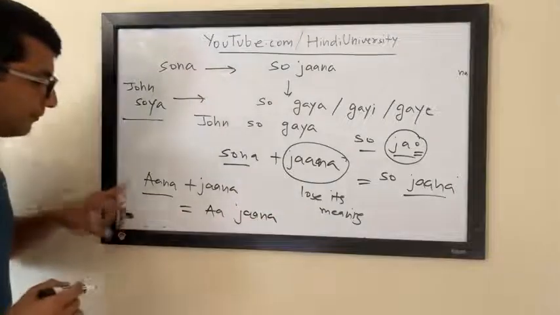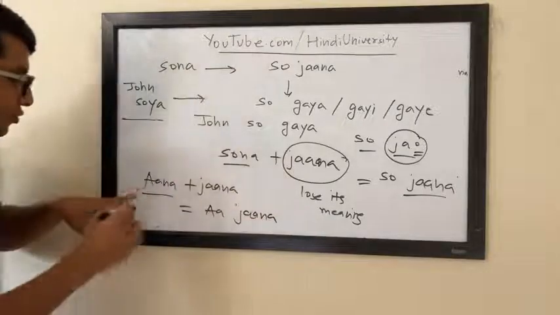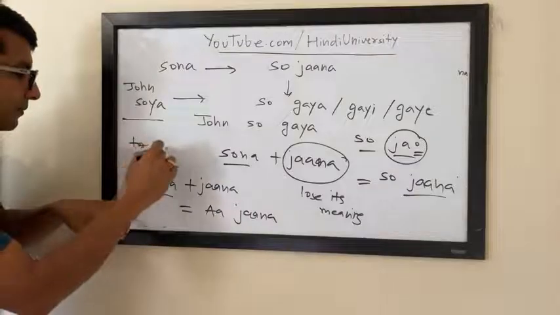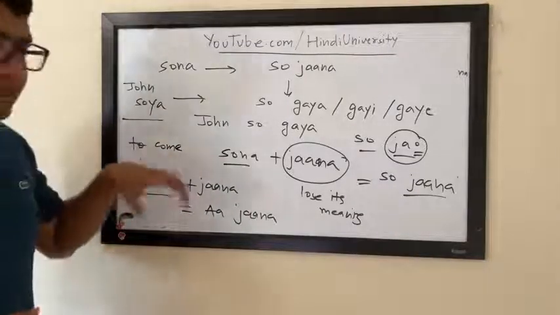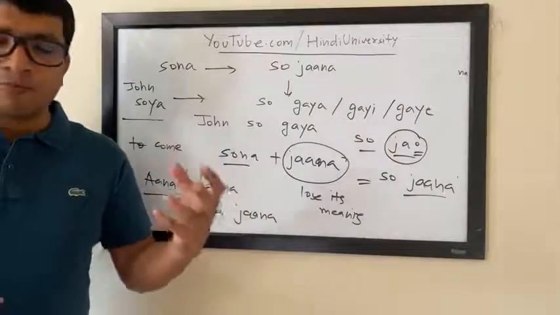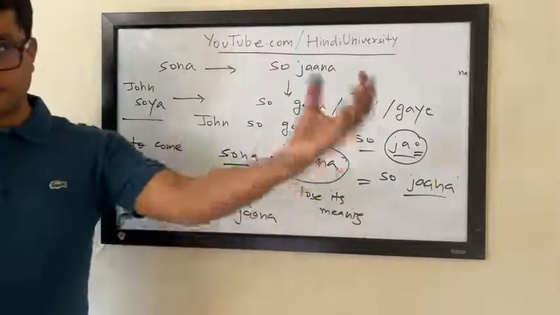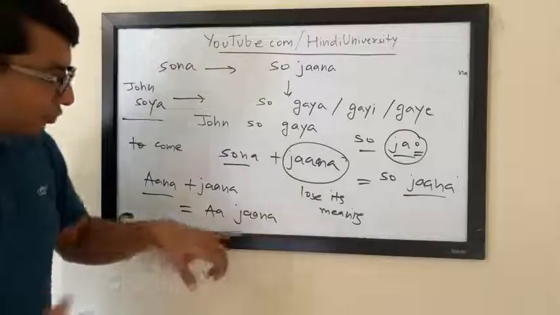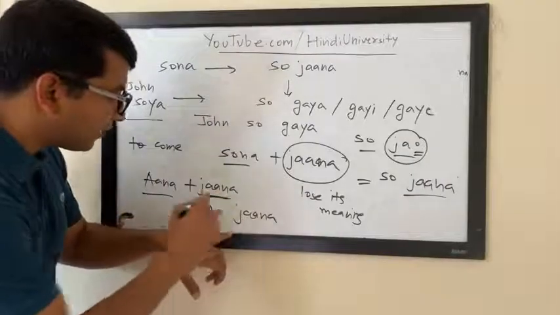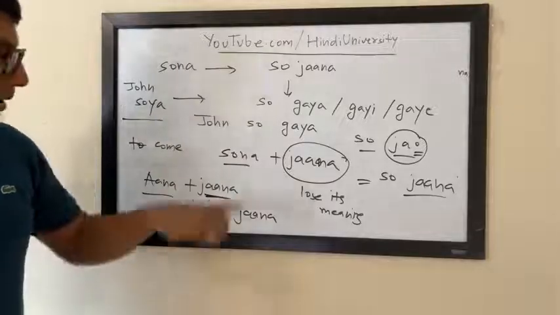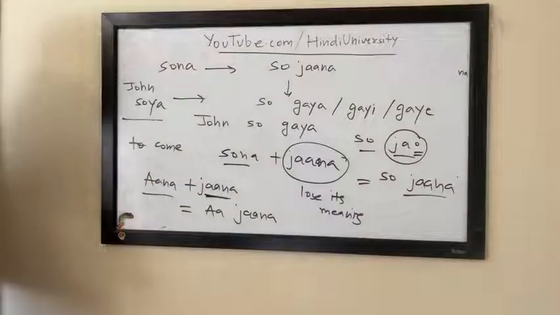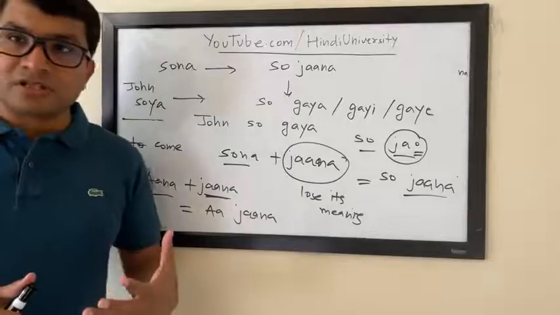Basically you are using ANA, which is to come, right? So you're telling someone to change their state, from where they're not coming to come to your place. There's no notion of jana, jana is losing its meaning. It's just compounding the effect of ana.